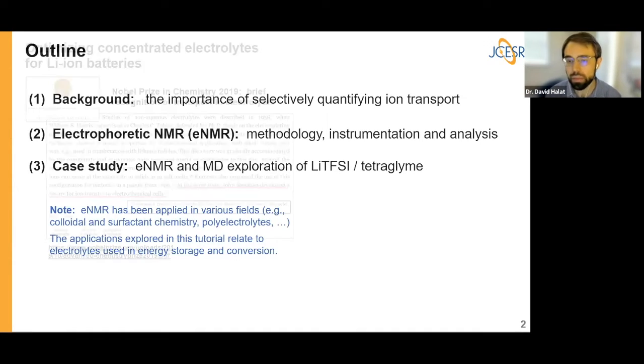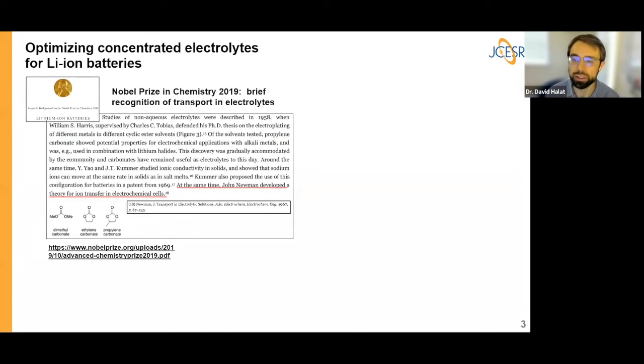areas. So to motivate the importance of concentrated electrolytes, we can take a look at the scientific background on the 2019 Nobel Prize in Chemistry, which of course was awarded to Goodenough, Whittingham, and Yoshino for their work on lithium-ion batteries. In the official write-up, you can find an acknowledgement of some of the prior work on electrolytes, and in particular the work of John Newman, who was a professor at UC Berkeley who developed concentrated solution theory back in the 1960s as a means of modeling the transport processes in electrochemical cells.